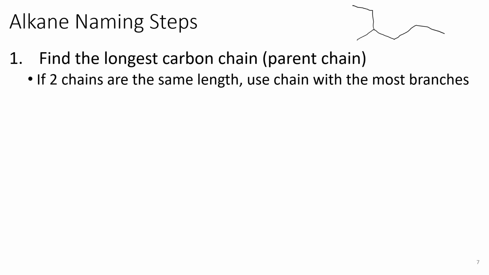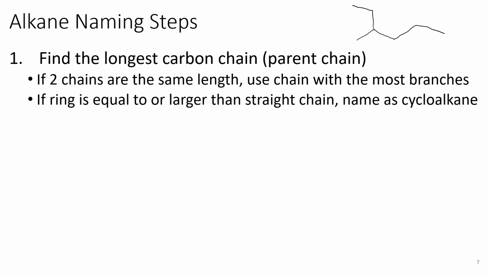You're going to find the longest carbon chain by literally connecting all the carbons together without picking up your pencil, or without backtracking. If 2 chains are the same length, so sometimes you'll be able to go multiple different directions along your chain, you are going to use the chain with the most branches as being the parent chain. So if one directionality only has 1 branch, and the other way that still has the same number of carbon atoms has 3 branches, we're going to choose the path that has 3 branches.